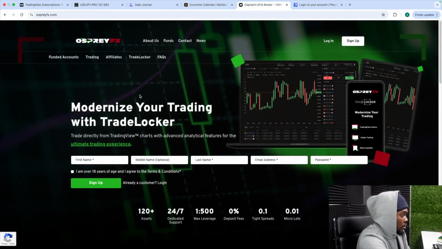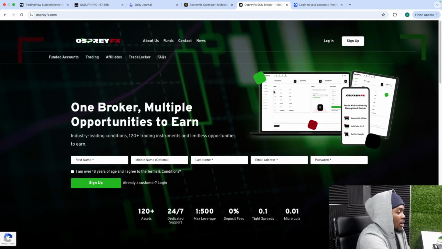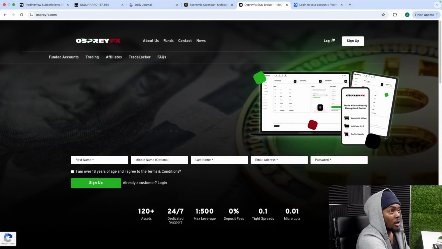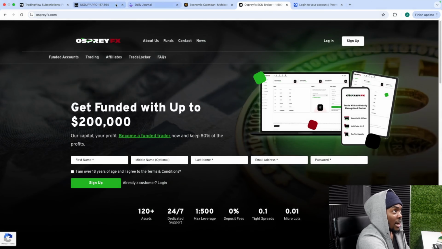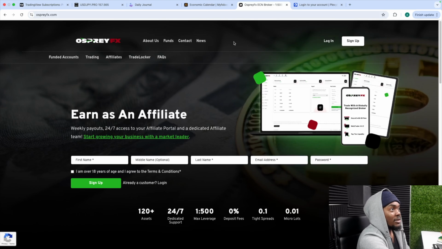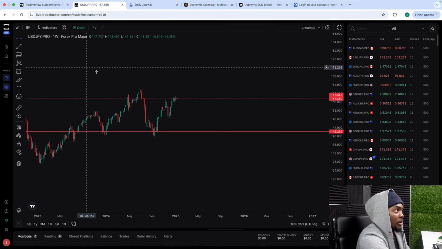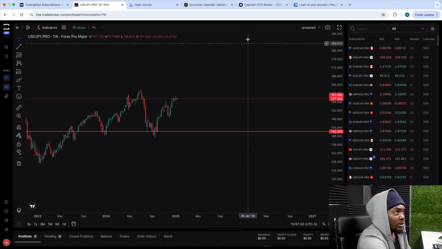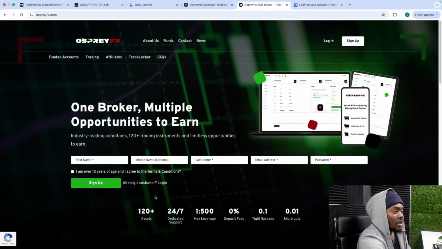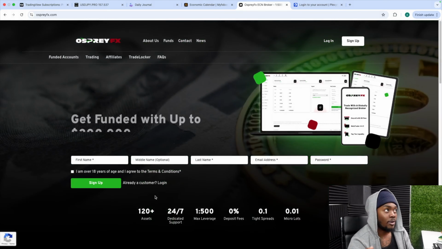Osprey FX is the broker that I use when trading the foreign exchange market. Osprey FX has Trade Locker as their platform. So whenever I sign up to Osprey FX and I'm actually trading, I'm going to be trading on Trade Locker itself. Inside Osprey FX, it's going to give you an external link to open up a new tab to open Trade Locker.